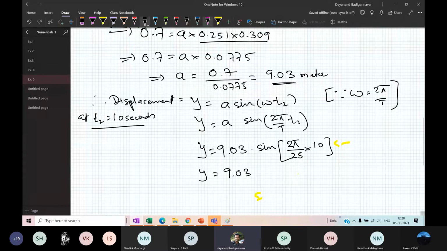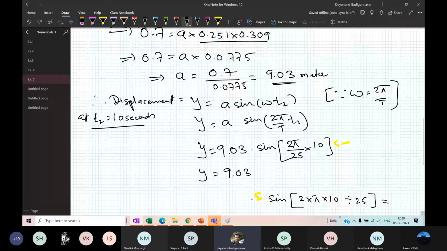First press the sine button. You open the bracket. Then 2 into press pi into 10 divided by 25. Close the bracket, equal to answer. What is the answer? 0.587. Yes, very good.